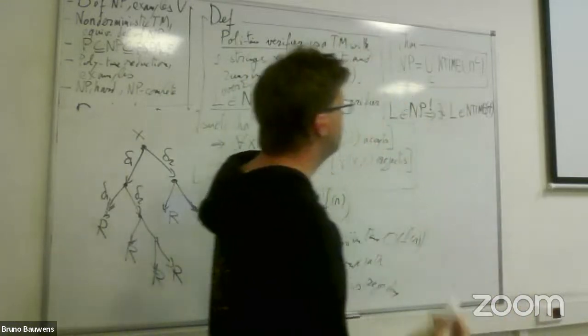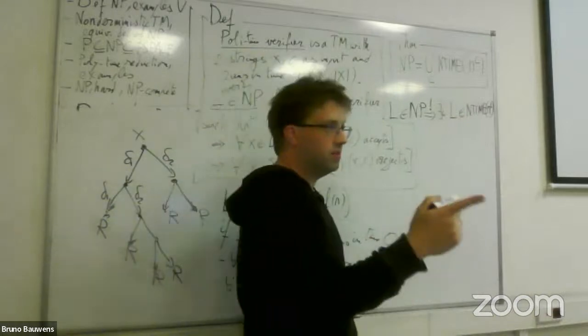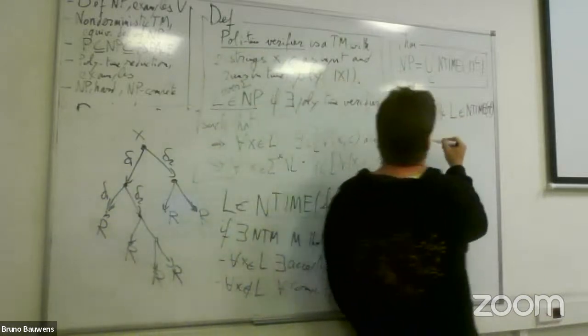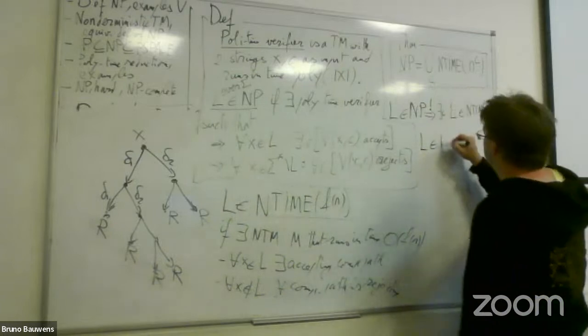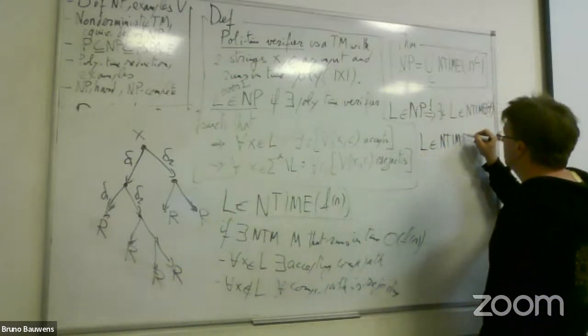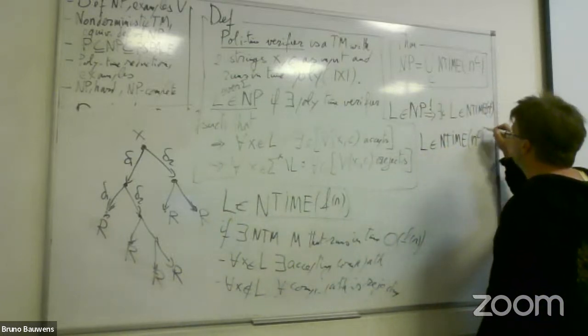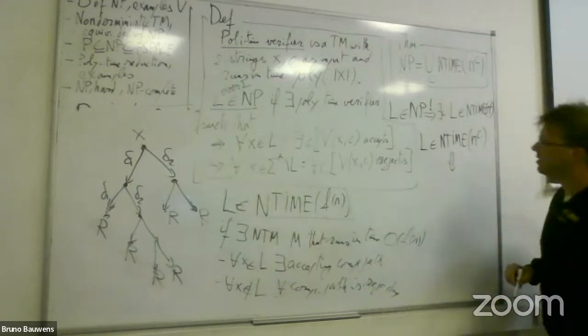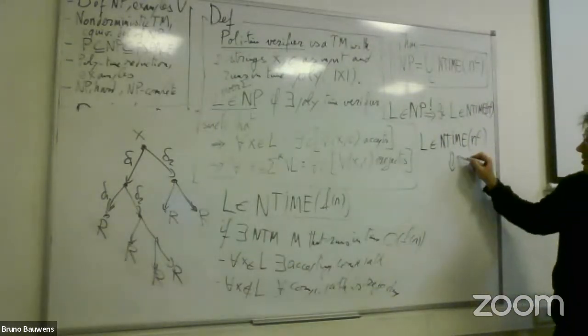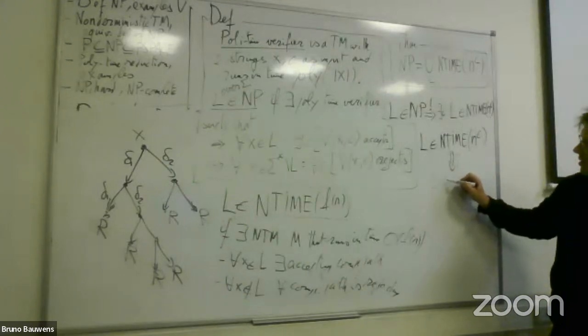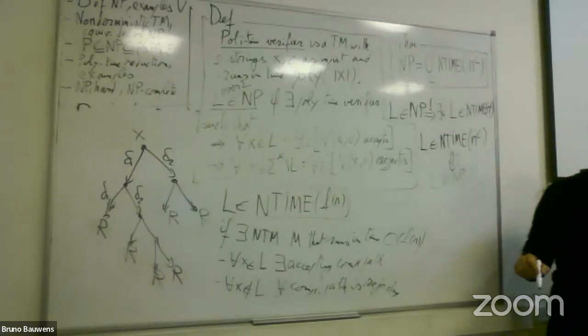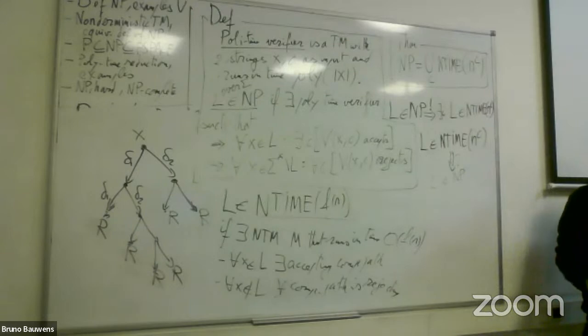Okay, and now we want to do the other direction, and you had already an idea. So let's say that L is in NTIME(n to the power c). Now we want to say that we have a verifier, and we need to simulate. Well, we just use an accepting branch of our non-deterministic machine.